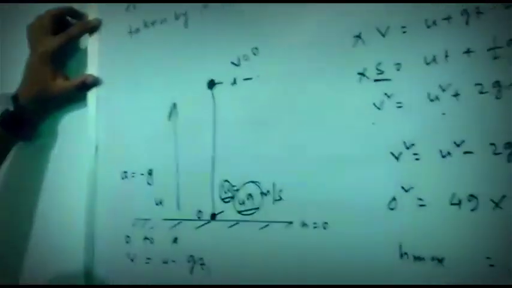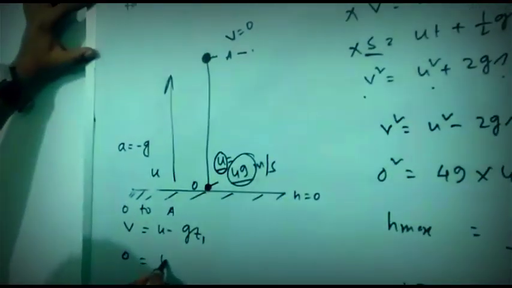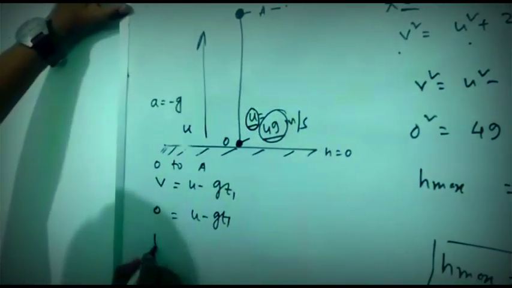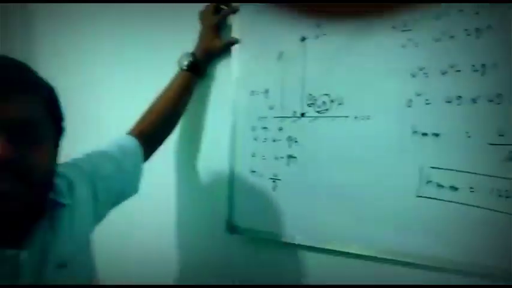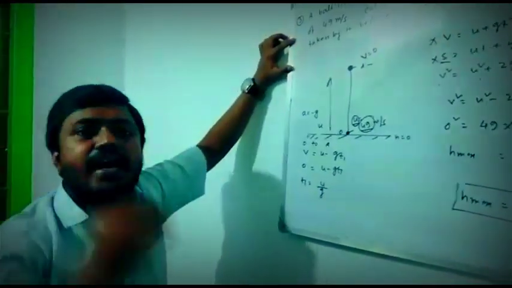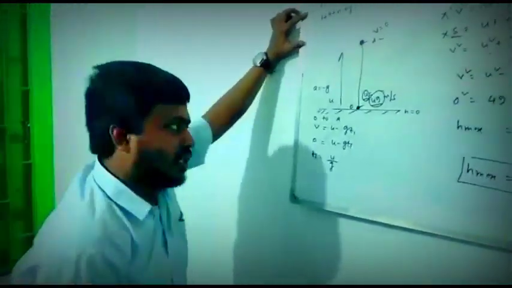Now when the particle reaches the point A, v will be 0. So 0 equals u minus g t1, and t1 equals u by g. So u by g is the time taken for the upward journey.